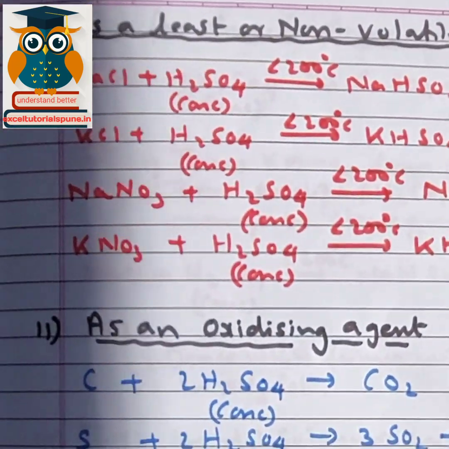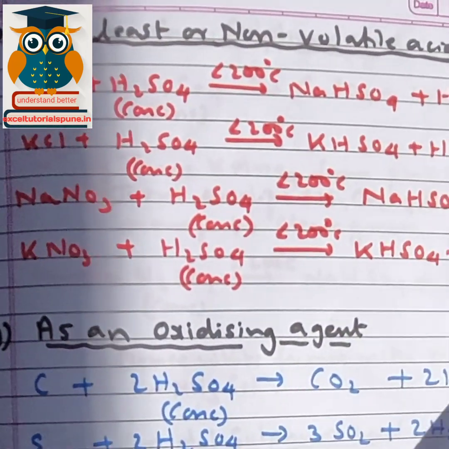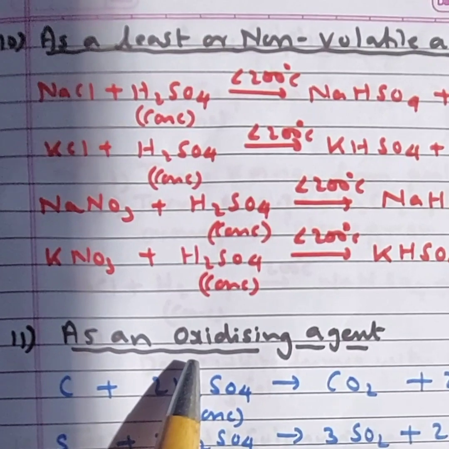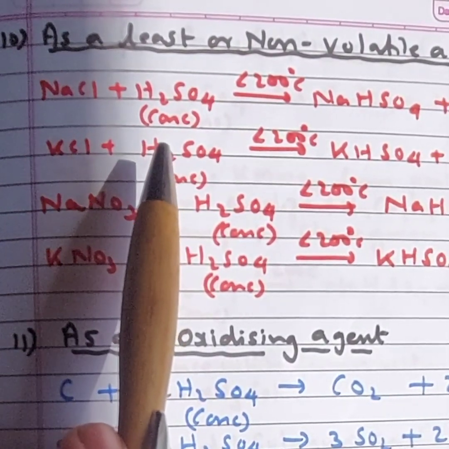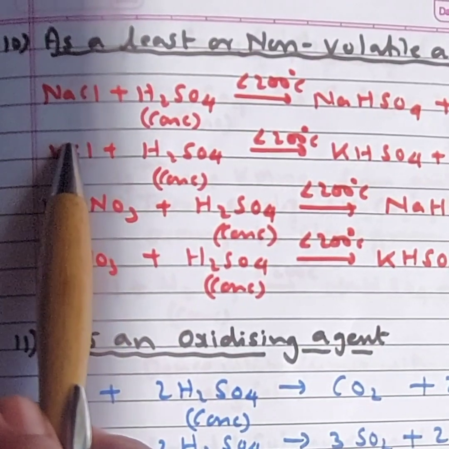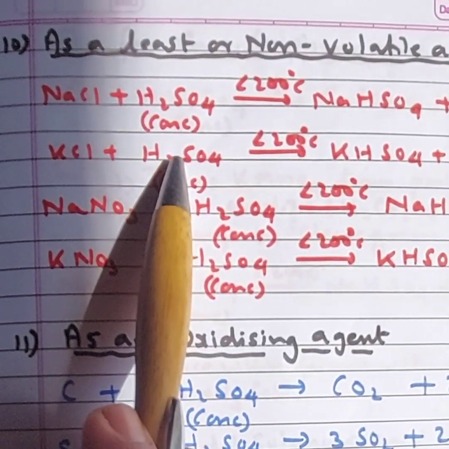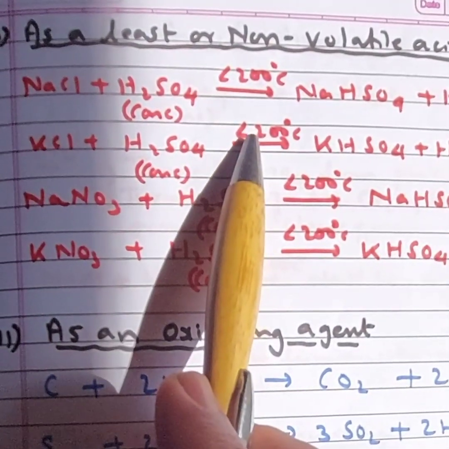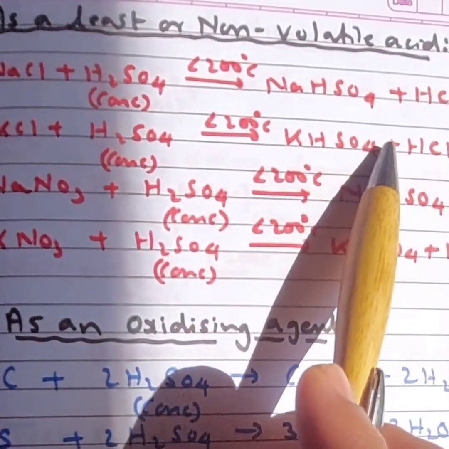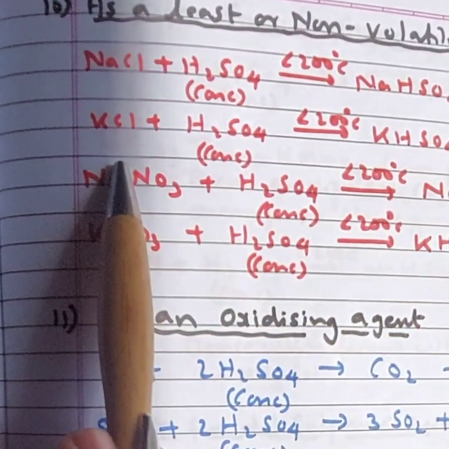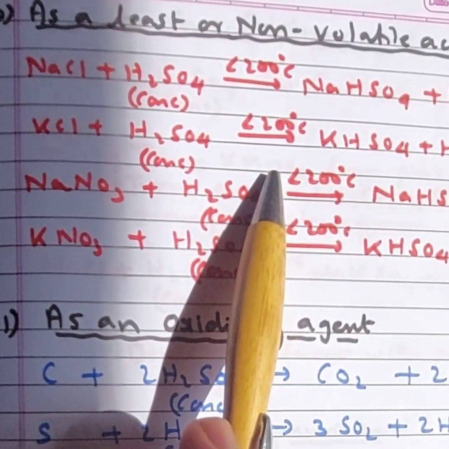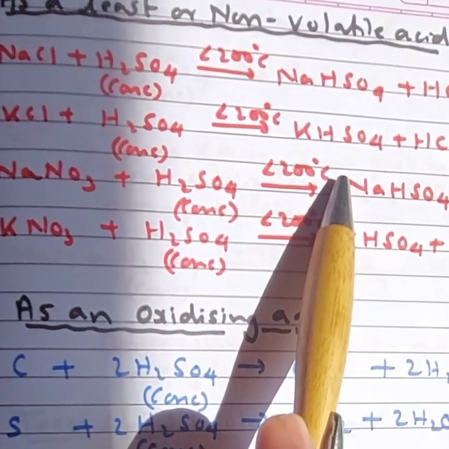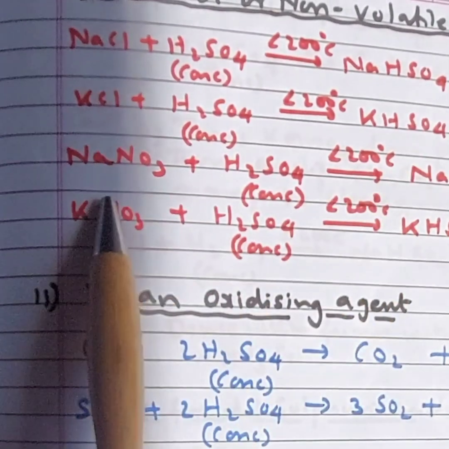Then sulfuric acid acting as a less volatile or non-volatile acid. This we have studied earlier in the manufacture of HCl as well as nitric acid. Sodium chloride with concentrated sulfuric acid, temperature less than 200 degrees Celsius, gives you sodium bisulfate with hydrochloric acid. Potassium chloride with concentrated sulfuric acid, temperature less than 200 degrees Celsius, gives you potassium bisulfate with hydrochloric acid.